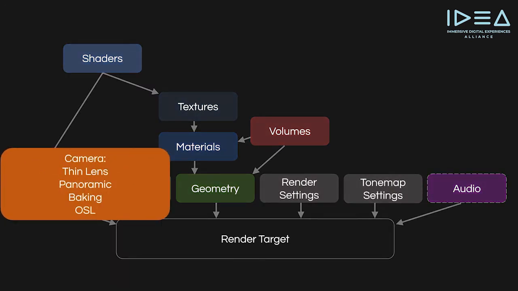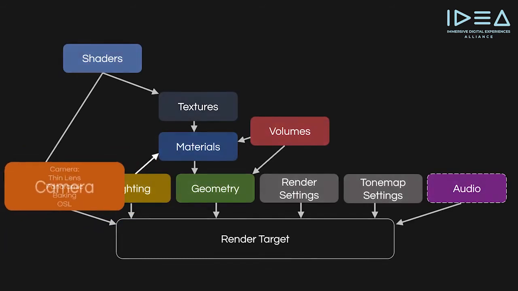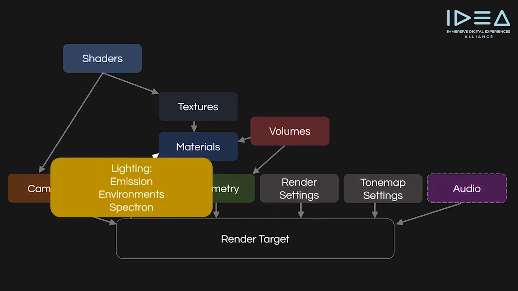ITMF has many camera types, including a thin lens camera representing a basic camera, a panoramic camera enabling such things like a cube map camera projection, a baking camera, and cameras driven by the Open Shading Language, or OSL. Geometric objects can also have light emissive qualities, and the environmental light can be defined as daylight, texture, or planetary environments. New in the next version will be spectron nodes, which allow for procedural volumetric lighting such as a spotlight.